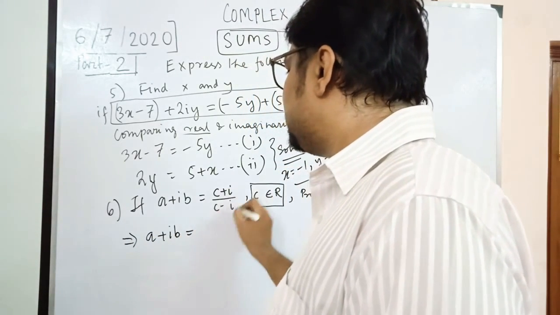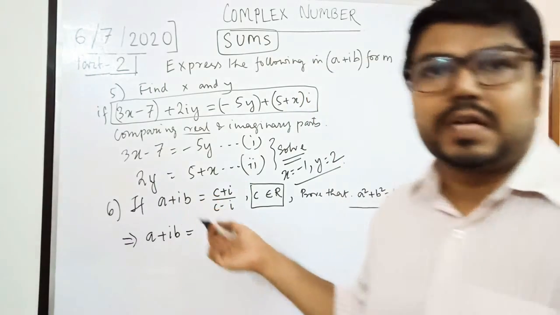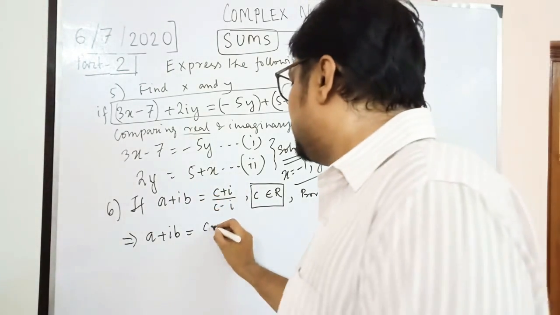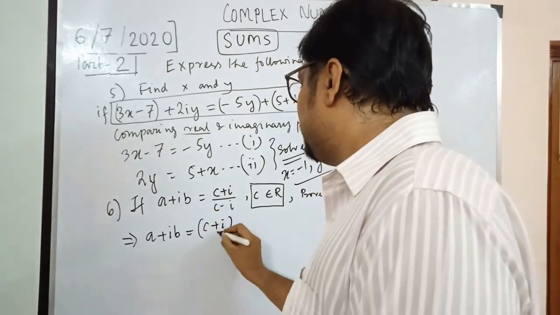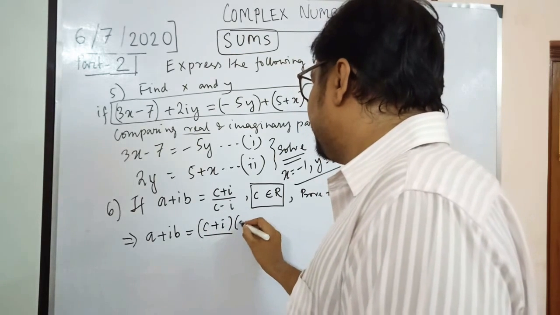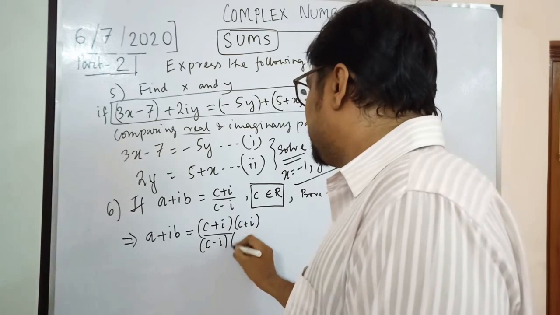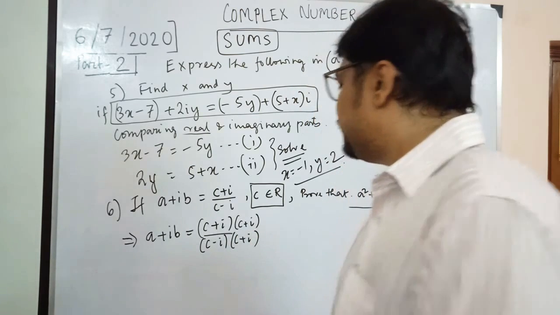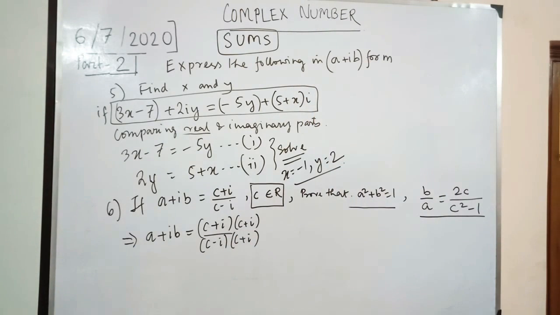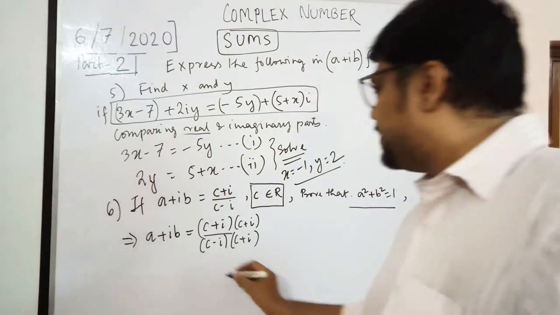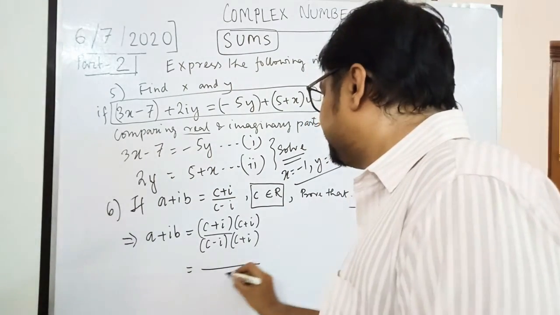So rationalize this thing, otherwise we cannot get a plus ib form. So for c plus i, what to multiply with? c plus i only, to get its conjugate we have to multiply. So this we need to multiply. So we get c square minus i square, that means c square plus 1.